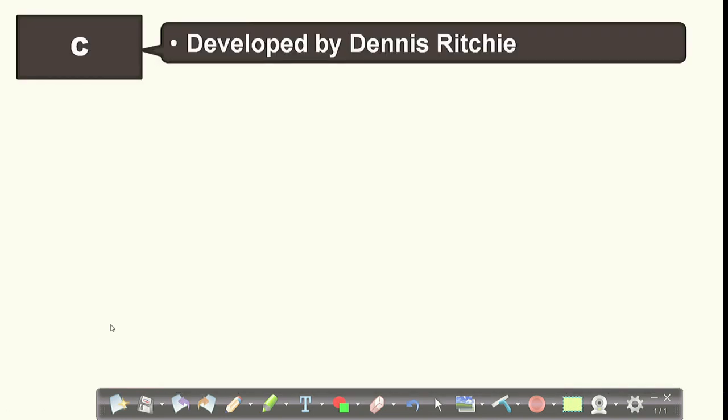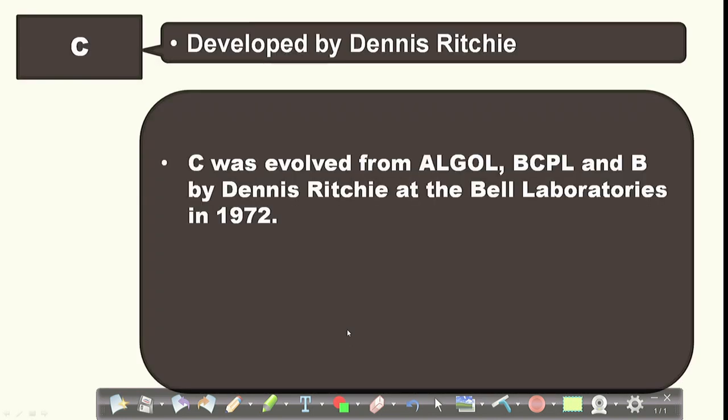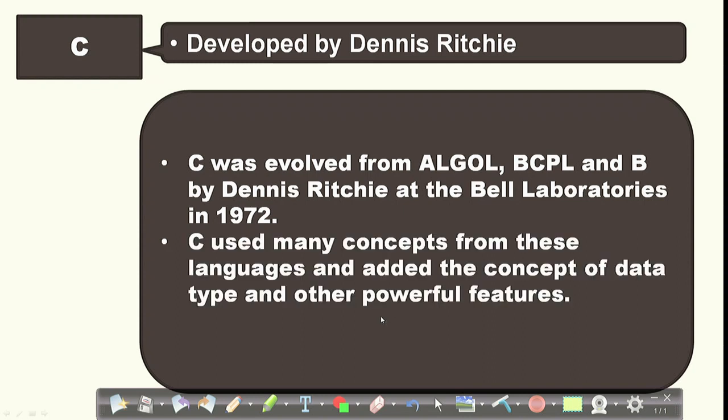Now C was developed by Dennis Ritchie. C evolved from BCPL and B by Dennis Ritchie at Bell Laboratories in 1972. C used many concepts of these programming languages, plus it added the concept of data types and other powerful features like dynamic memory allocation that we will discuss later on.